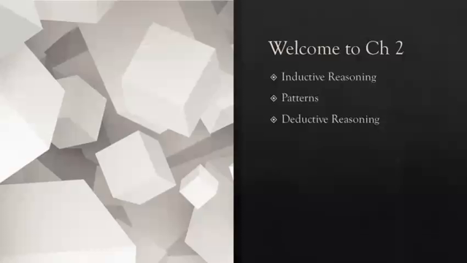Today we will be talking about inductive reasoning and patterns and deductive reasoning. This is the beginning of Chapter 2.